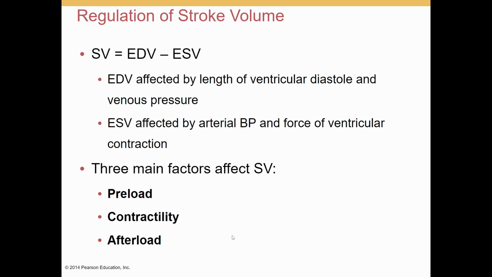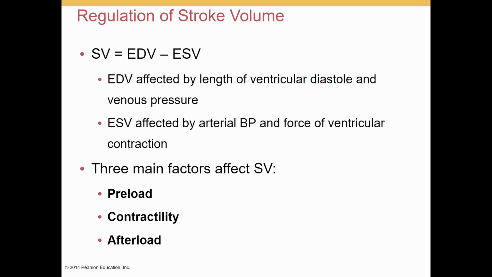So, in order to get stroke volume, which is the amount of blood ejected from each ventricle in one heartbeat, you have to take EDV, or end diastolic volume, and subtract ESV, end systolic volume. So, essentially, you're taking the largest amount of blood that's in the ventricles during the cardiac cycle and subtracting what's left over at the end of ventricular ejection.